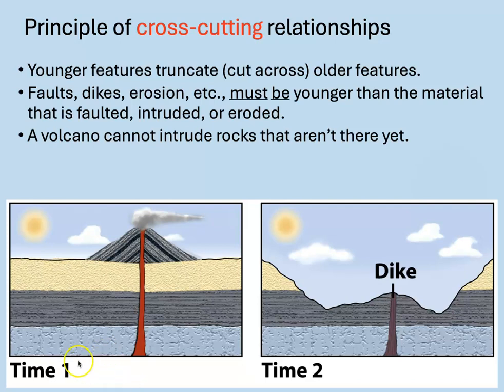On the left we have some sedimentary rock units, a blue, gray, and yellow unit. Then we have magma that's come up through those units and created a volcano. Eventually the magma source stops, the volcano stops building, and then we have erosion. On the right-hand side, this might be what's left after millions of years of erosion. So if we're walking along and we see this gray unit and then we see this dike, we know that the dike is younger than the gray unit because it cuts across it.